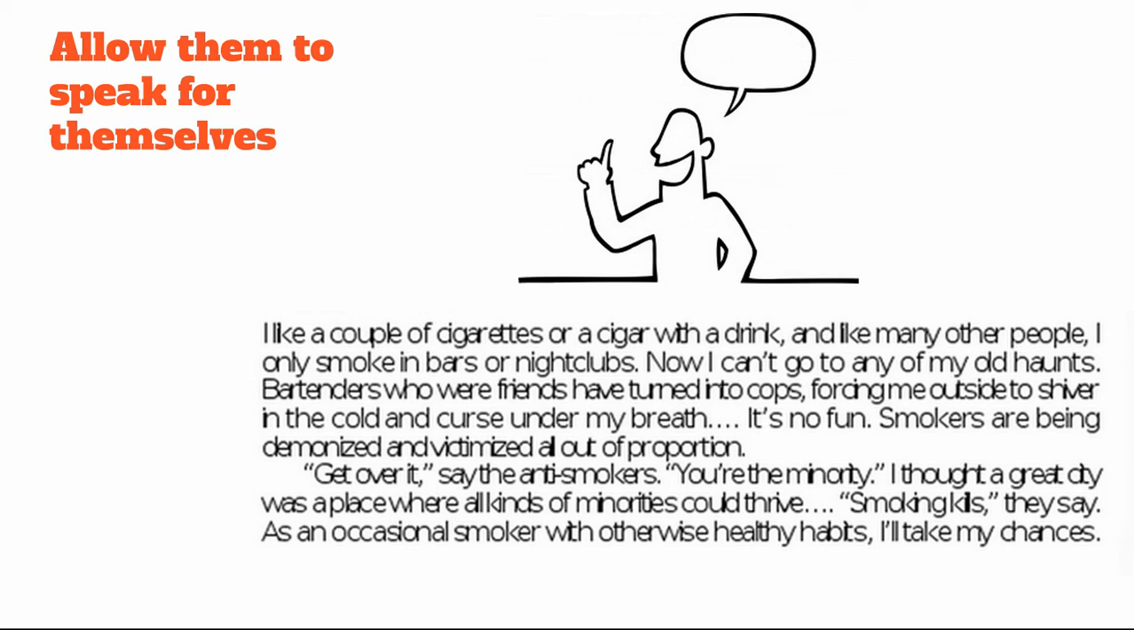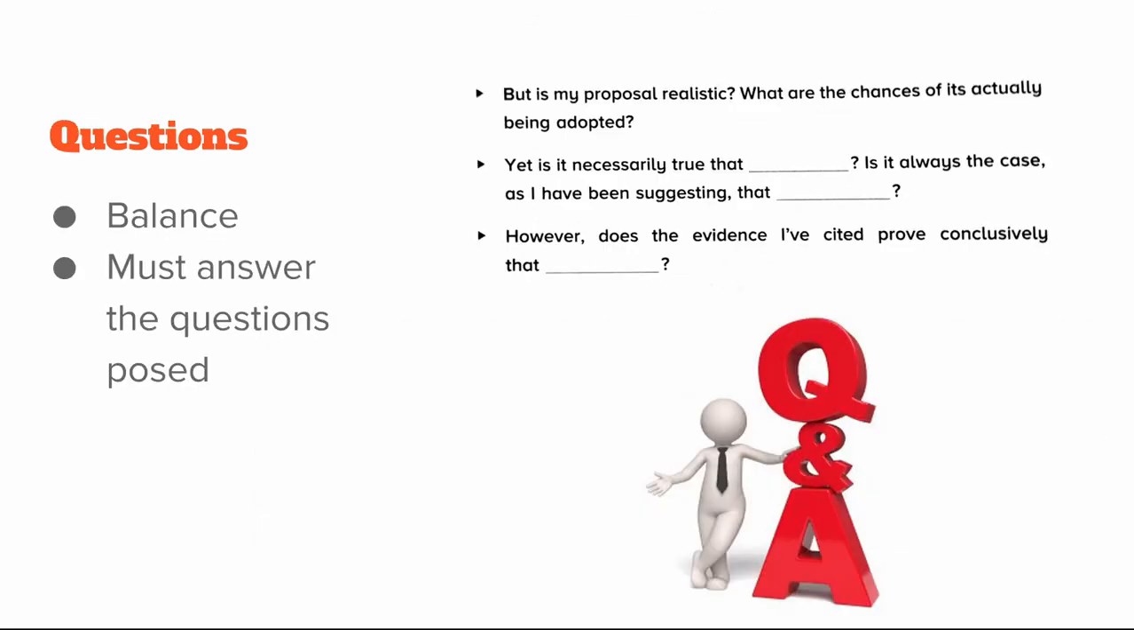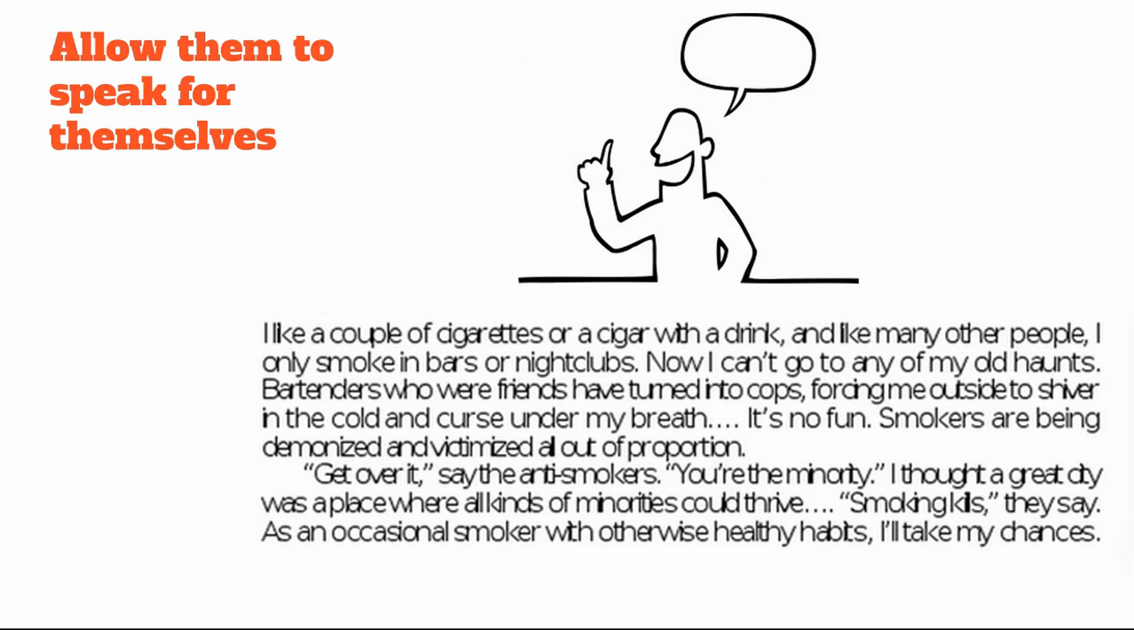So if you look at this example right here, you can see how Joe Jackson does this in the second paragraph, where he lets anti-smokers speak for themselves. So he says, "Get over it," say the anti-smokers. "You're the minority." Right there, he's letting the naysayers speak for themselves. His naysayers are the anti-smokers. He's a smoker. That's the second way to do it. So you can use questions, or you can let them speak for themselves.